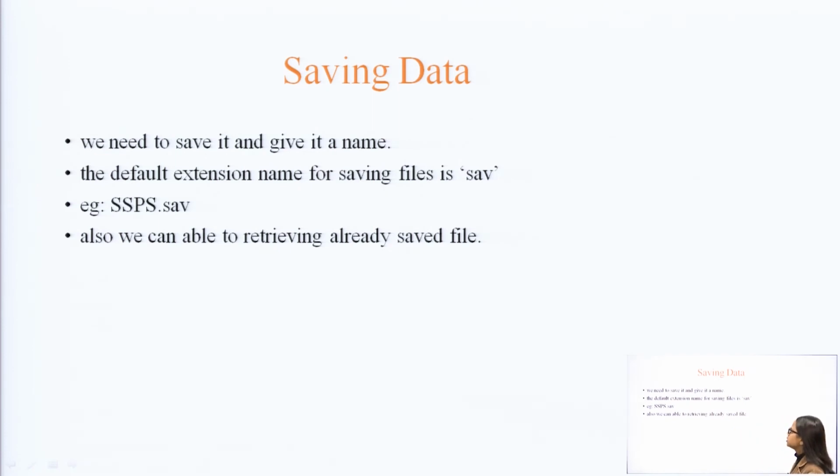Next is saving data. How will you save data? We need to save it and give it a name. The default extension for saving files is .sav. It means the SPSS files extension is .sav. If you save any SPSS file, the extension will be .sav. Also, we are able to retrieve an already saved file.